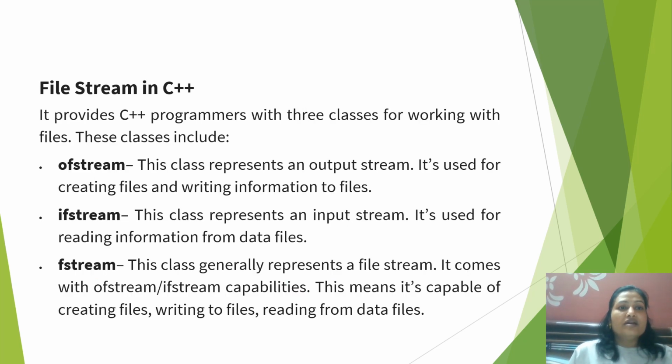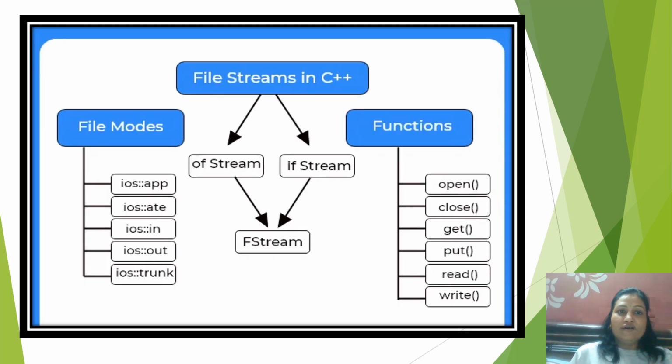The file stream in C++ basically has three classes. First is the ofstream. The ofstream is used for creating a file and for writing some information to a file. Next is the ifstream. It is used for reading some information or text from the data file. And finally the fstream, which includes both read and write functions. We can write a program or any text to a file, as well as read the data, program or text from a file.